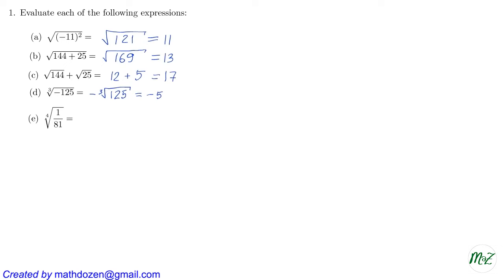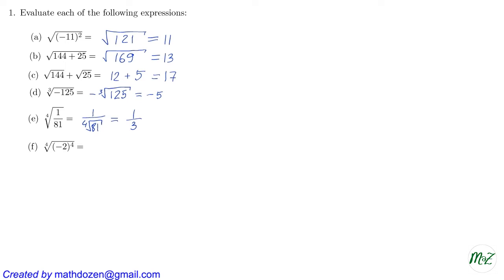Then the fourth root of 1 over 81. So the fourth root of 1 is 1, and we are left with the fourth root of 81 in the denominator, and that works out to be 1/3, since the fourth root of 81 is 3.